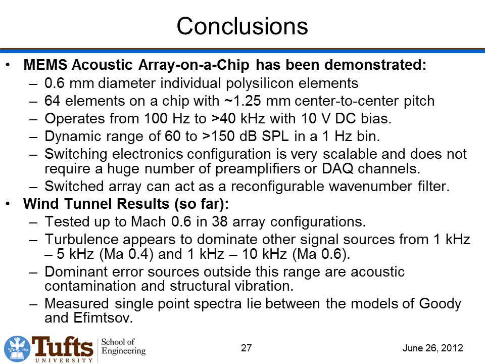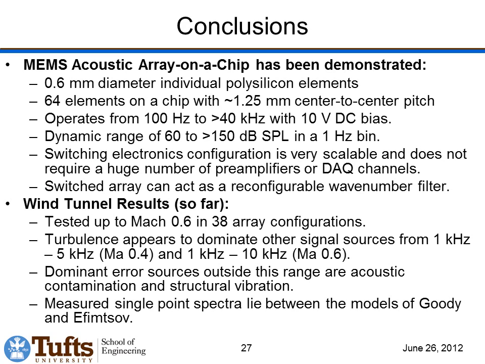So in conclusion, thank you very much for listening to this rather lengthy presentation. We have demonstrated a MEMS acoustic array on a chip with 0.6 millimeter diameter elements, 64 elements on a chip, 1.25 millimeter center-to-center pitch. We can operate from 100 Hz to greater than 40 kilohertz with a 10 volt DC bias. We have a dynamic range of 60 dB SPL to greater than 150 dB SPL in a 1 Hz band. And we have a unique switching electronics configuration that's scalable, does not require a large number of preamplifiers or DAC channels, and that switched array can act as a reconfigurable wave number filter.